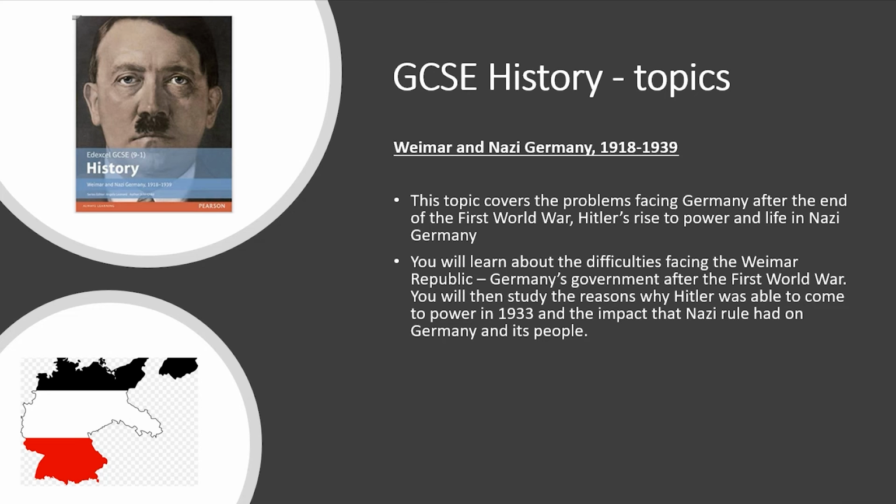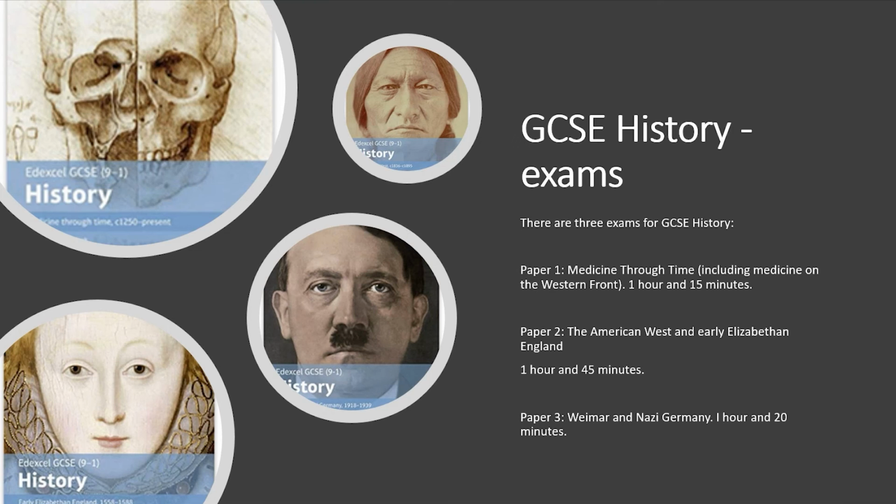So again, this might be a topic that's slightly more familiar to you by the end of year 8, but certainly going into lots of detail about how Hitler was able to exploit the situation in Germany and come to power, and of course the impact that had on the lives of German people. There are 3 exams for the GCSE.